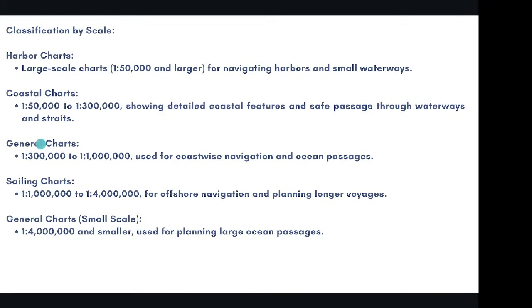We also have here the general charts. This is used for the coastwise navigation and ocean passage. And another one is the sailing charts. So this is for offshore navigation and planning longer voyages. We also have here, lastly, the small scale or what we call the general charts as well. So this is used for planning the large ocean passage.